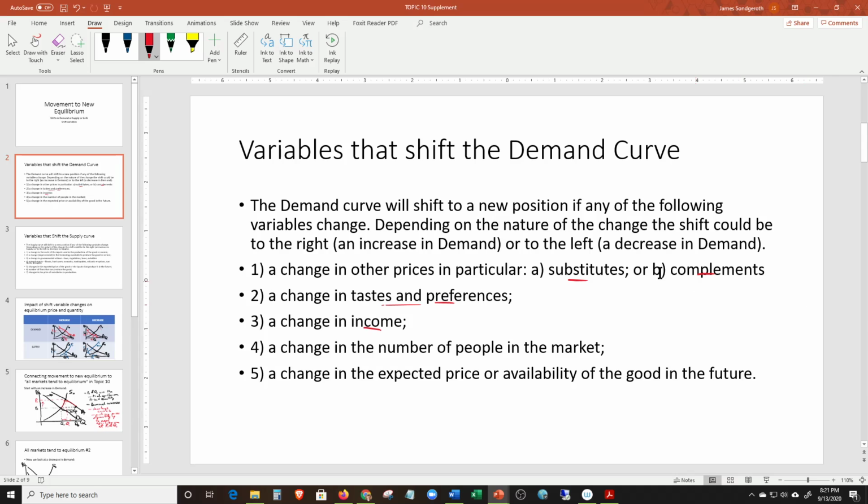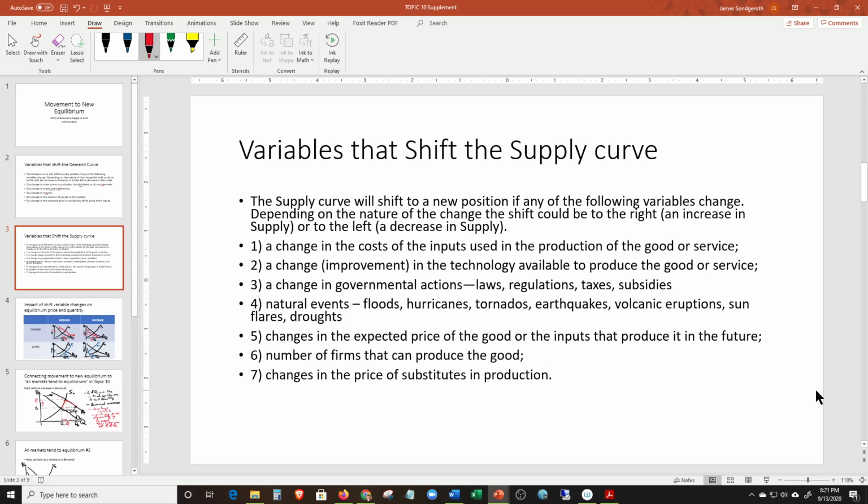All right, let's now quickly review supply. For the supply curve, we had 8 variables determining quantity supplied. 7 of them would cause shifts in the supply curve. These variables would cause the shifts.